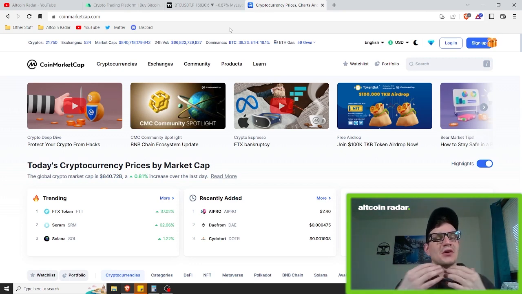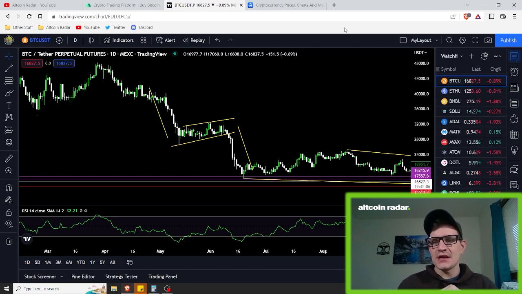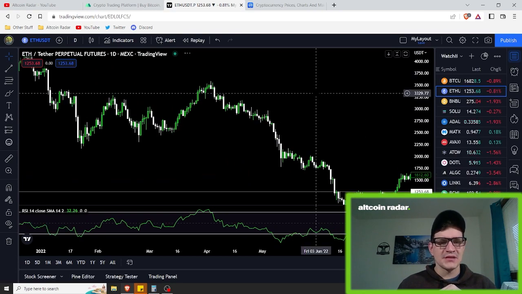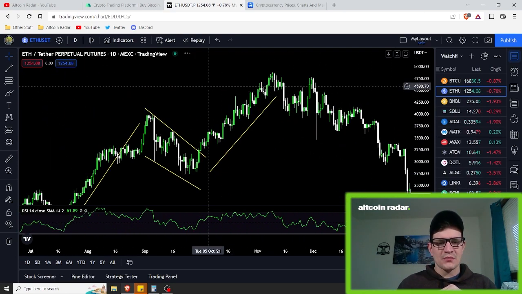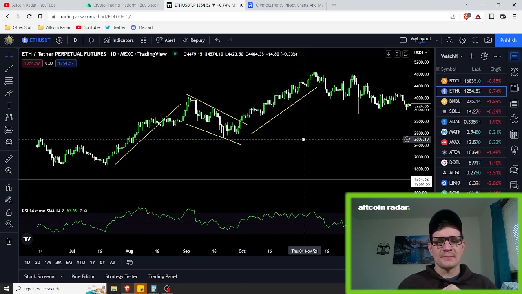So guys, as far as what a bull flag pattern actually is, let's go ahead and check this out. Let me go to Ethereum here because that's where I spotted this one. There we go. All right.